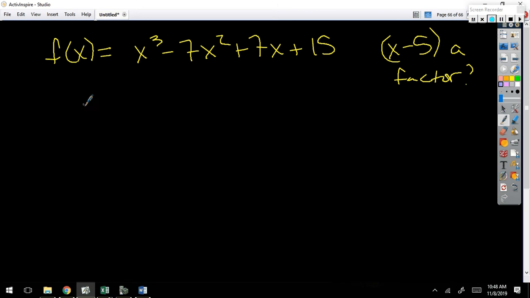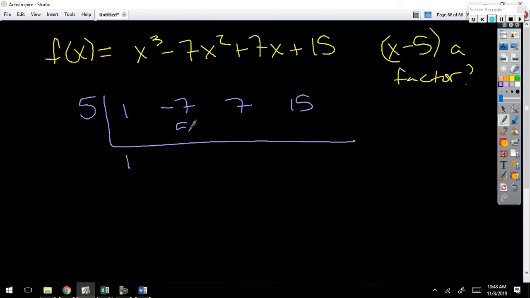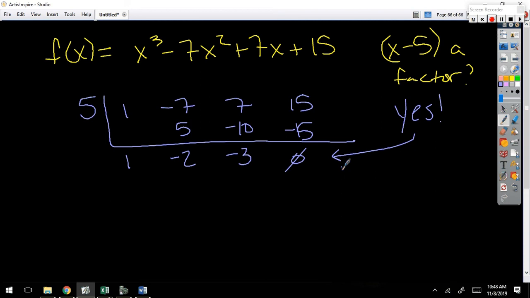Well, you can plug it in or divide. But here's the problem. I'm going to get you to do something else with it, so you might want to divide. Is it a factor? It is a factor because f of 5 equals 0, which tells me yes. By the remainder theorem, by the factor theorem, this is a factor.